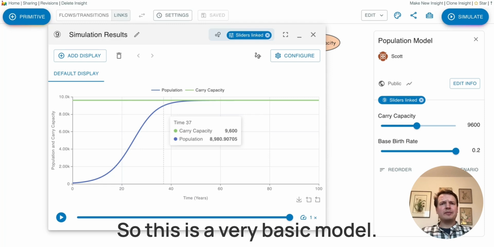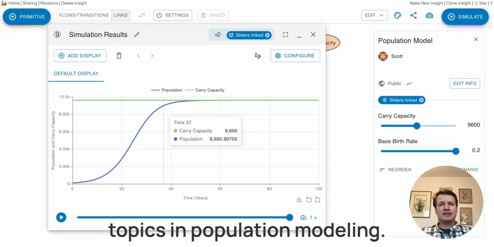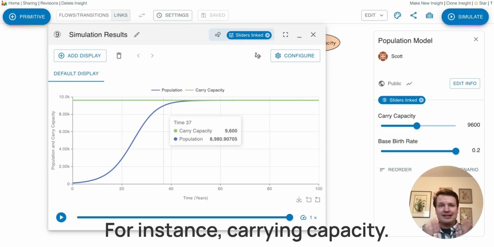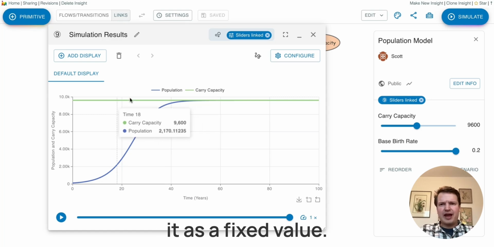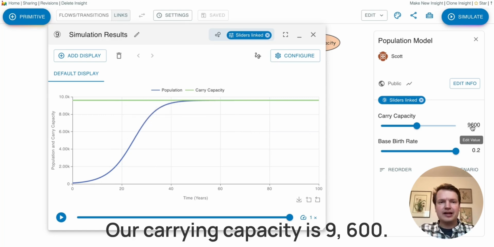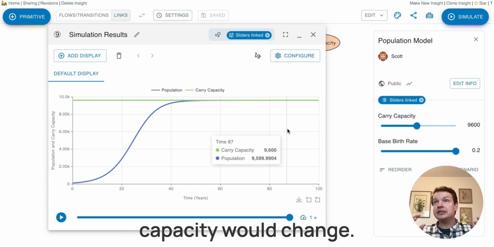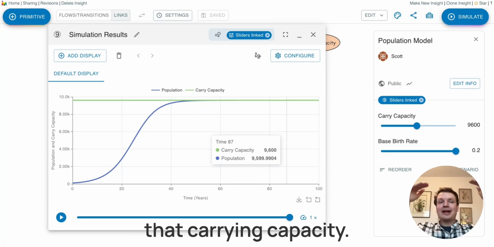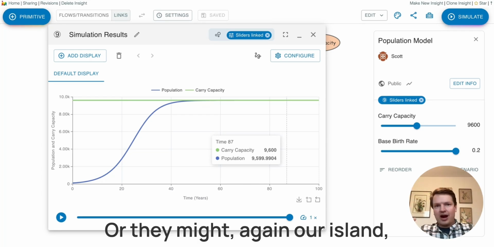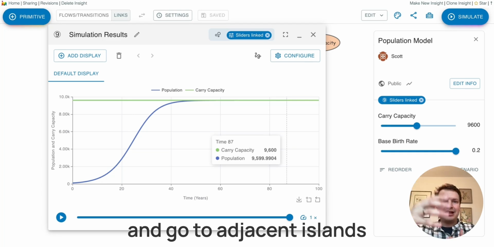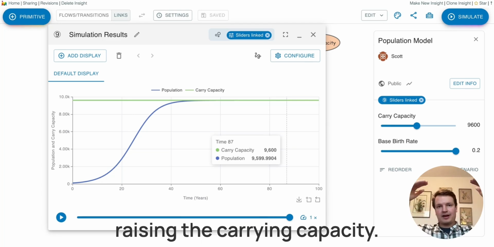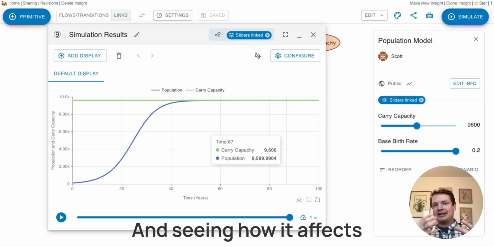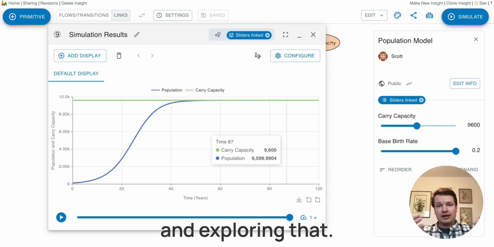So this is a very basic model. It just helps to illustrate some topics in population modeling. You could do a lot to extend it, experiment with new ideas. For instance, carrying capacity. Here we're treating it as a fixed value. Our carrying capacity is 9,600. In reality, though, carrying capacity would change. People might invent new technology, new farming techniques that will raise that carrying capacity. Or they might develop boats and go to adjacent islands and expand that way, also raising the carrying capacity. So there's a lot that can be done in exploring different variations of the model and seeing how it affects simulation results.